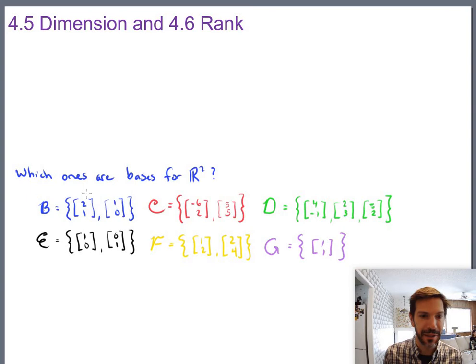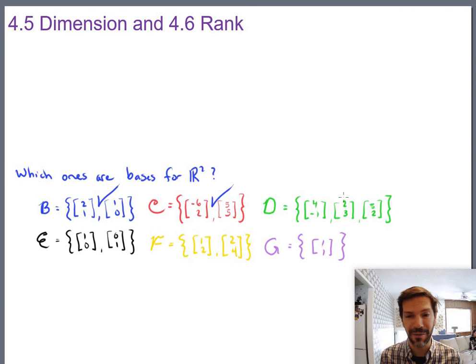Starting with B, you have two linearly independent vectors in R2, which is exactly what you need for a basis. So you know that with the span of (2, 1) and (1, 0) you can get anywhere in R2. And there are no extra vectors there, so that's a basis. That one works. C, these two are also linearly independent of each other, and they're two R2 vectors, so that's good.